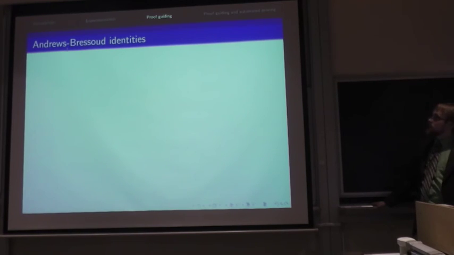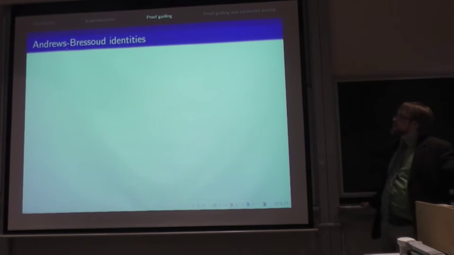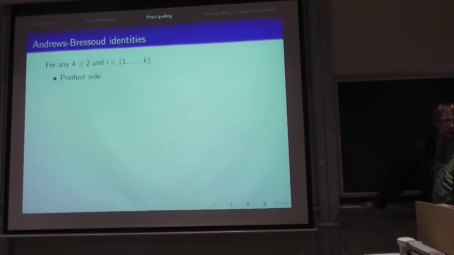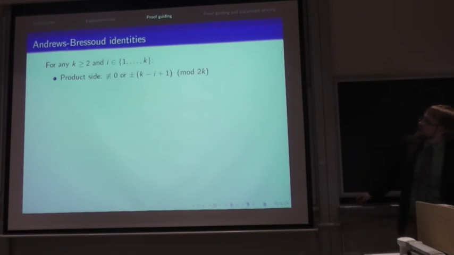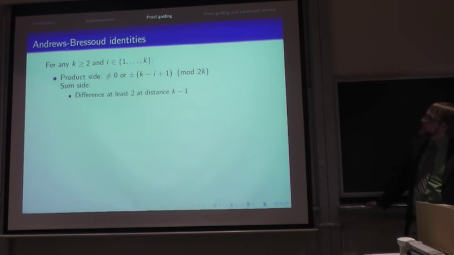So another project I worked on was, different people have been busy producing motivated proofs of other partition identities. So I participated in a project where we provided a motivated proof of Andrews-Gordon identities. So here the product side is everything that is not congruent to 0 or plus or minus k minus i plus 1 mod 2k. So pick any k you want, at least 2. And there's going to be k different identities here.